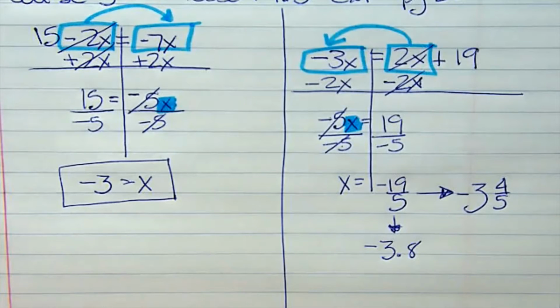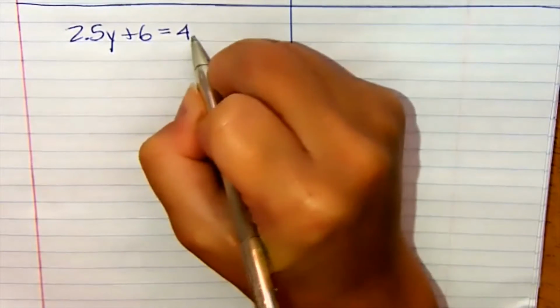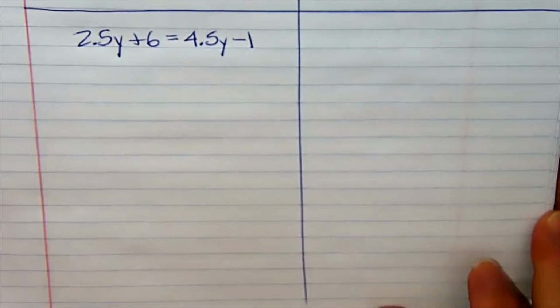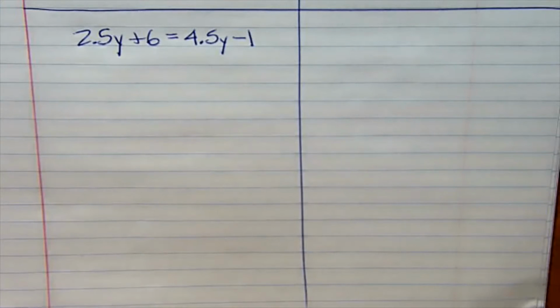So let's do another one. Okay. 2.5y plus 6 equals 4 5/10 y minus 1. So here again, I know I need to isolate my variable, but I have a variable on the left and a variable on the right. Which one am I going to isolate? Well, before we get started, let's combine like terms.